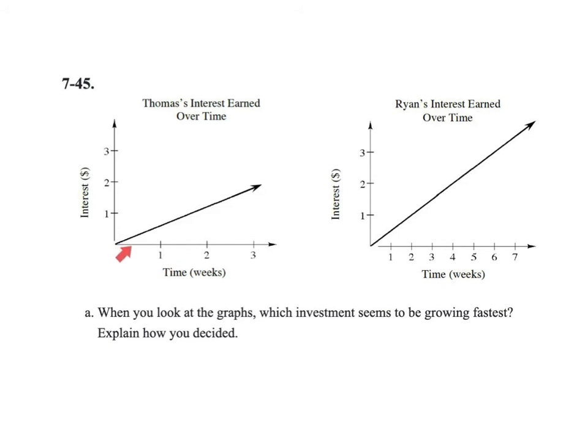Okay, so looking at this, it seems like Ryan's has more steepness, which is what we were finding out in Miss Bross's lesson yesterday. There's more steepness to this line, so we would think that Ryan's is probably your steeper or faster growing interest. But let's take a look if that's actually true on the next slide.